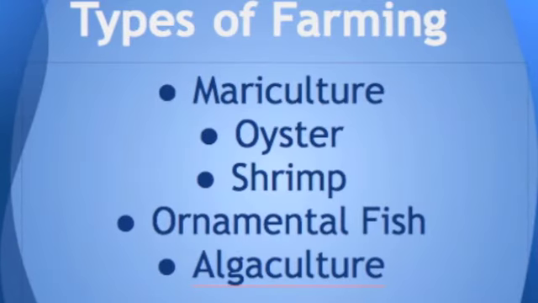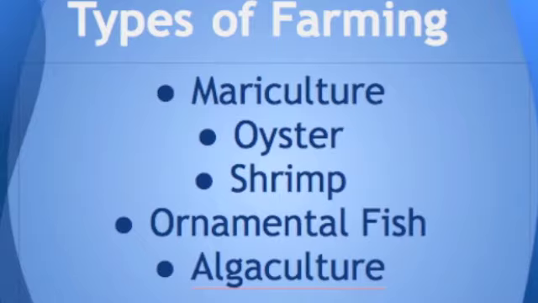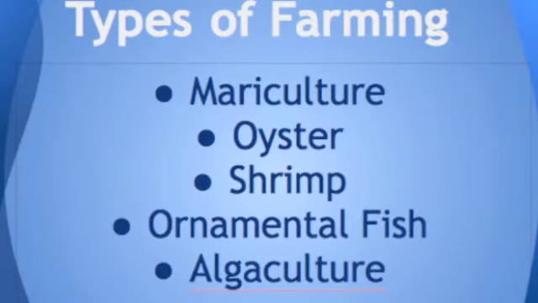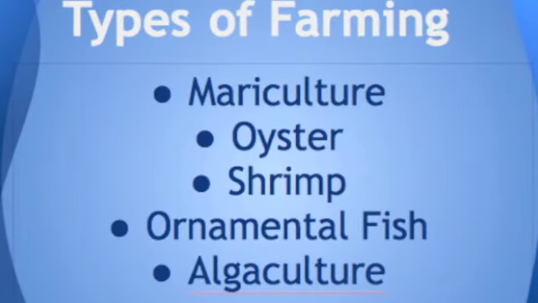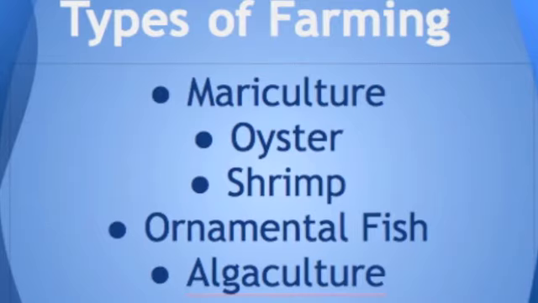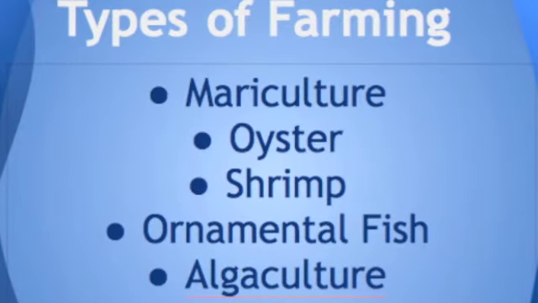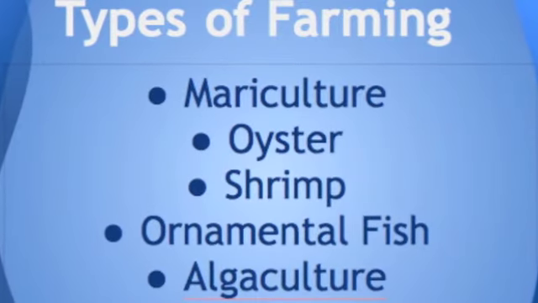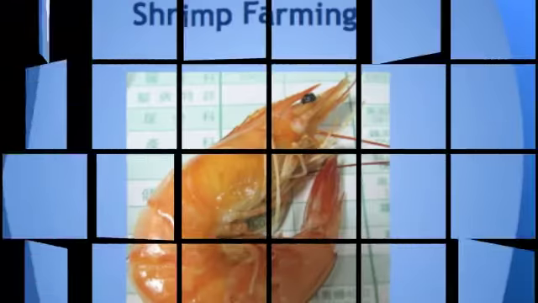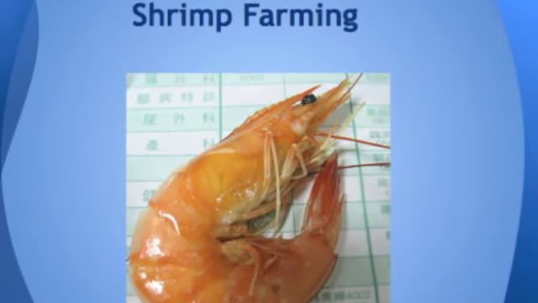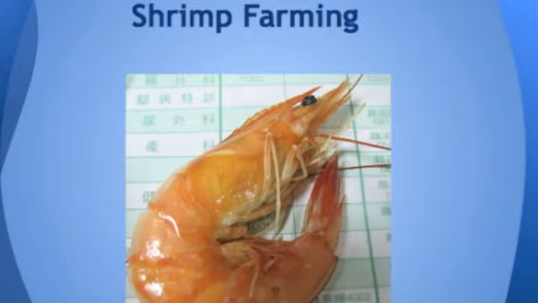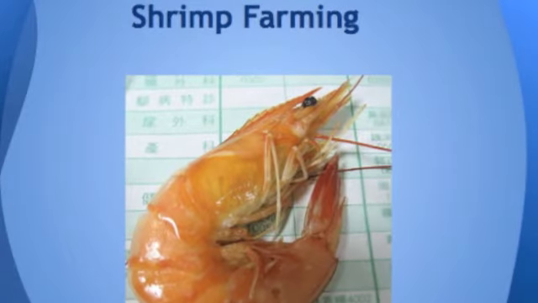Different types of farming are mariculture, oyster, shrimp, fish, and aquaculture. Mariculture is a type of aquaculture. Mariculture is specifically practiced in marine environments and underwater habitats. Shrimp farming is when they farm shrimp. Starting in the 1970s till now, shrimp farming has grown and expanded.